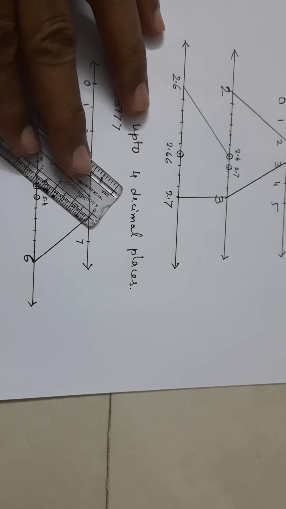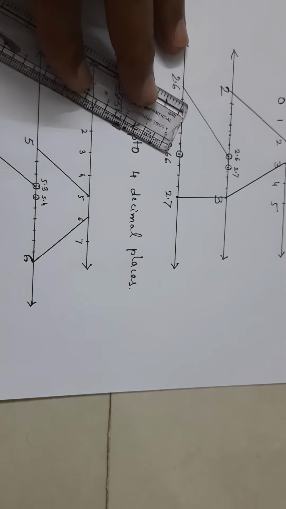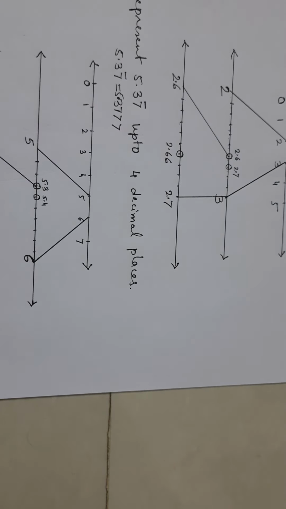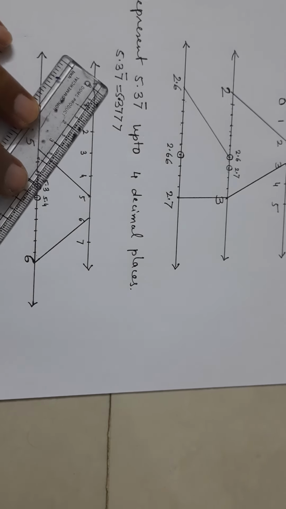So at one place I am taking 5.3. This is my 5.3. I divide it into 10 equal parts. It's better to use a scale and divide rather than divide manually, because then the equal parts will not come. 1, 2, 3, 4, 5, 6, 7, 8, 9 and this is 10. That is 5.4.